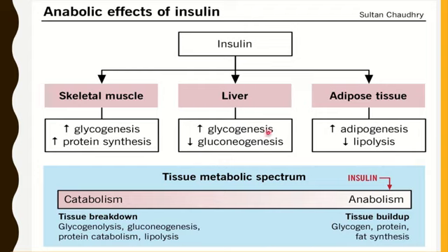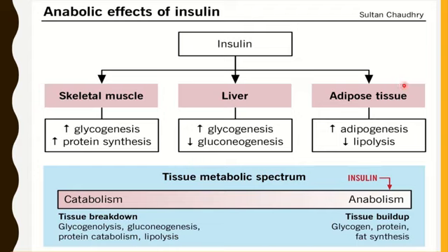Now what is gluconeogenesis? It is the production of glucose from non-glucose substances such as amino acids and fat. So it will reduce the production of glucose, because insulin is used in hyperglycemia. We want to reduce the amount of glucose. So it will reduce gluconeogenesis.